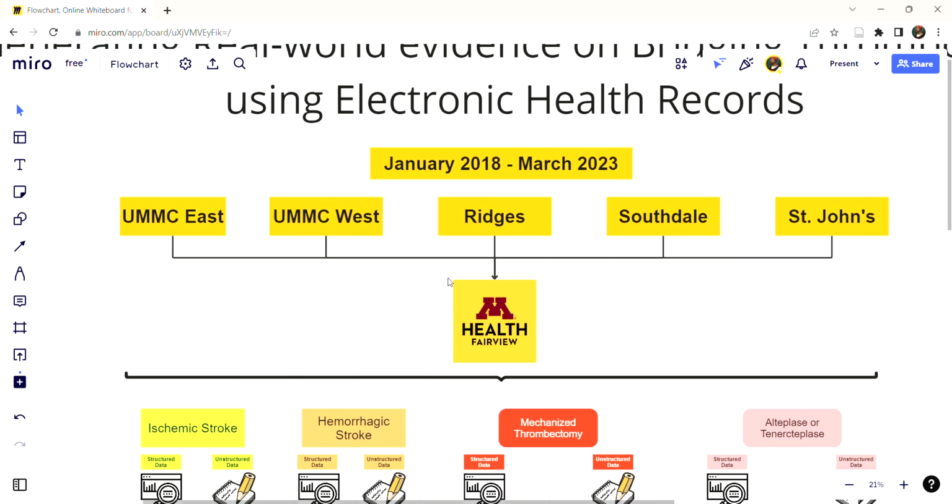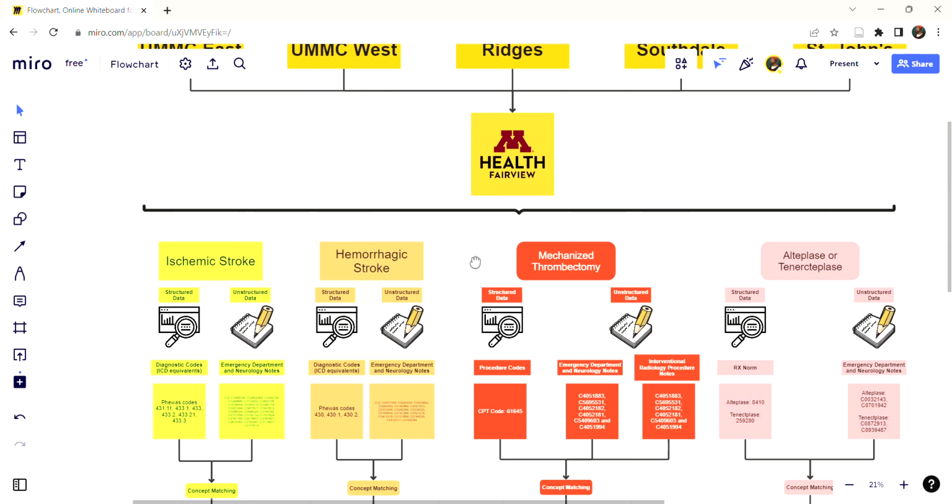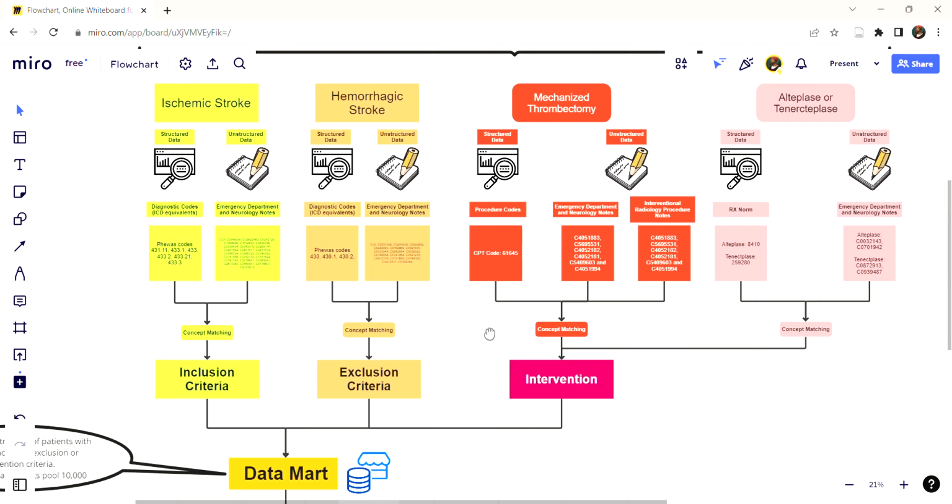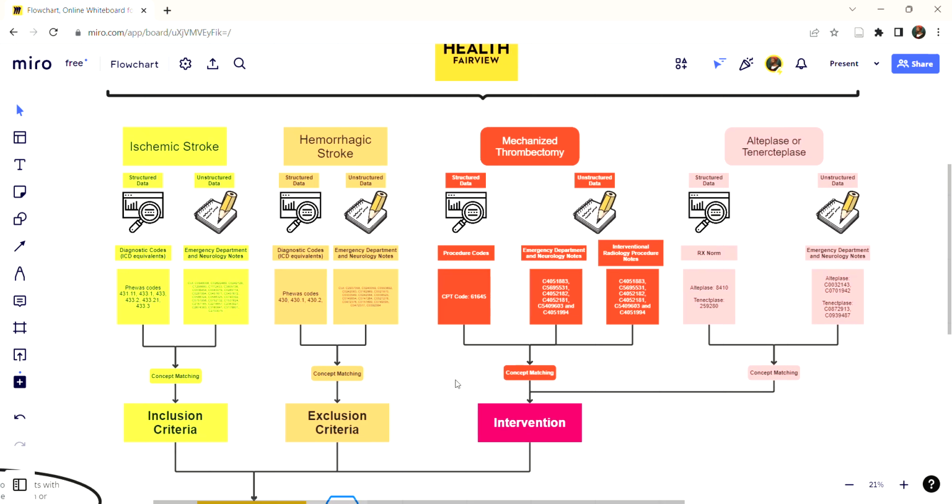from the beginning here. So we'll be looking at patient information from January 2018 to March 2023, from these hospitals here at the M Health Fairview system. And our first goal is to build a data mart, and the data mart is going to have information on patients regarding inclusion, exclusion, and intervention for our study.